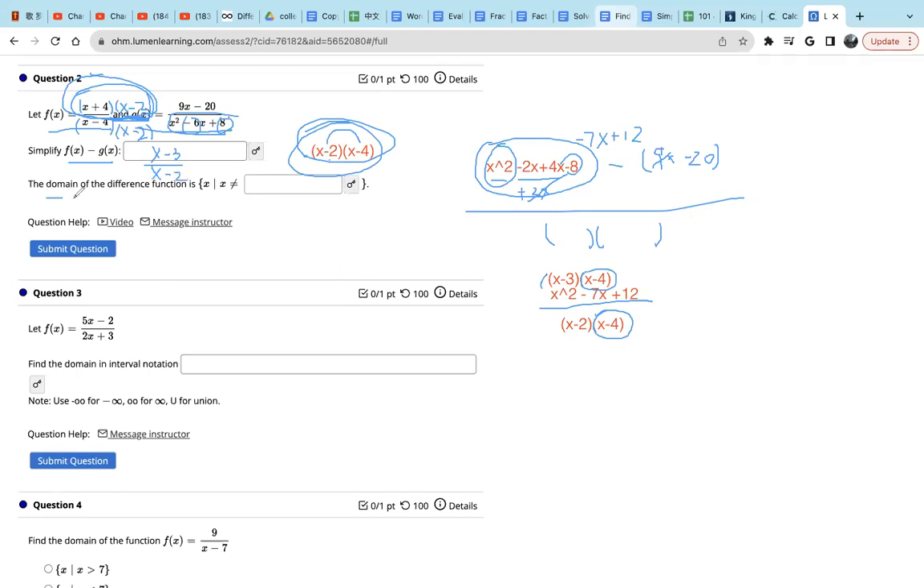So now, asking for the domain of the difference function, it is x not equal to 2, right? Because x minus 2 not equal to 0. That means x not equal to 2. So I write it in interval notation. Oh, this one I can write like this. So x not equal to 2, just write 2 here, okay? This is called set notation. So this one is called set notation. So x bar, x not equal to 2.